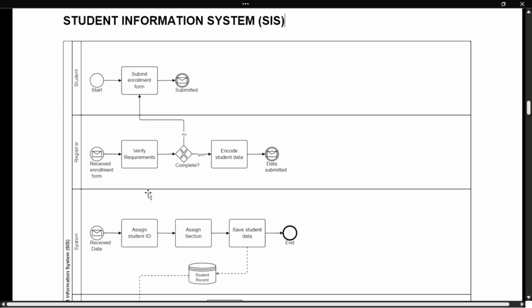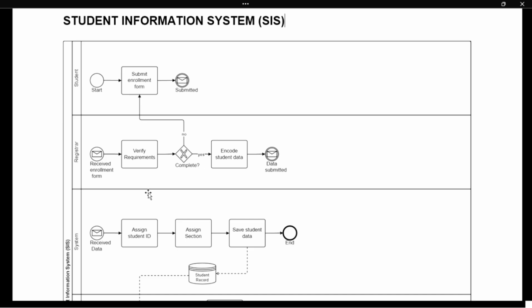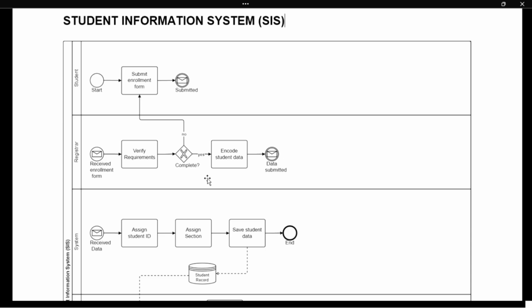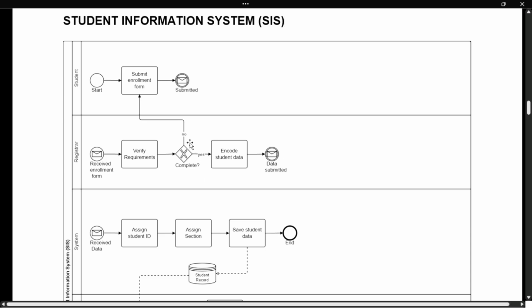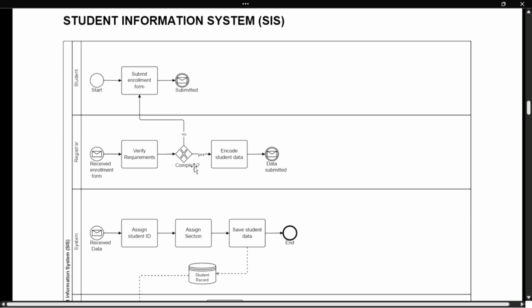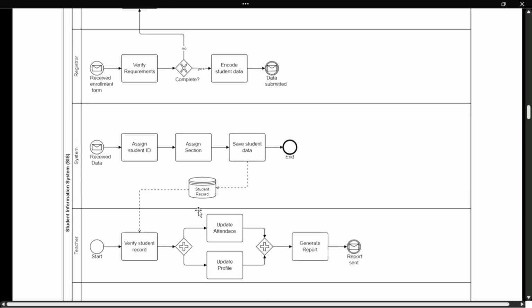So the registrar verifies the submitted requirements to ensure completeness. If the requirements are incomplete, the process stops until the student provides the missing information. If complete, the registrar encodes the student data and submits it to the SIS, then the system receives the data.